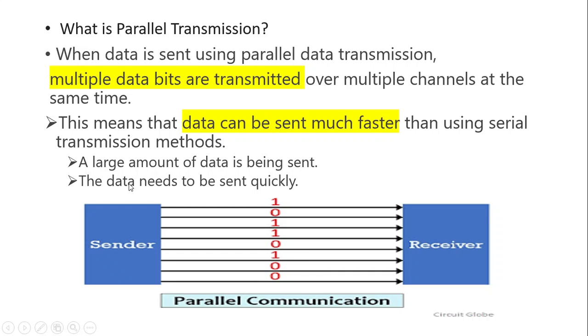So we go for parallel transmission when a large amount of data is being sent and you need to send this data very fast. In that case, parallel transmission is used. In computers, parallel transmission is normally used with your printers, monitors, where you need faster data transmission. Whereas your mouse and keyboards are examples of serial data transmission.